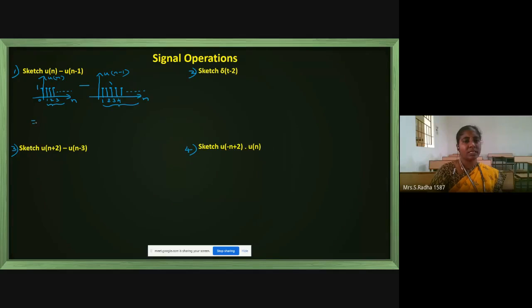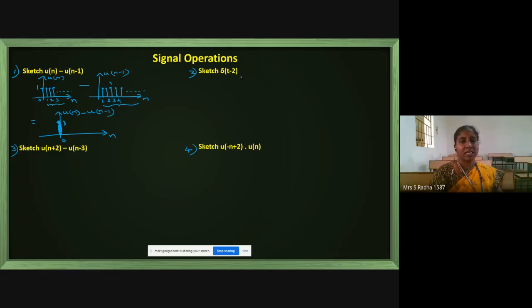So the resultant is nothing but only one pillar at origin. Height is 1. This occurs at origin. And this is the final diagram of u of n minus u of n minus 1.